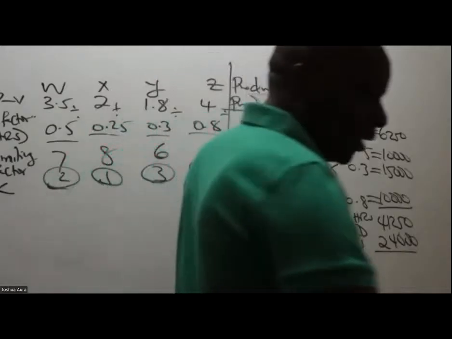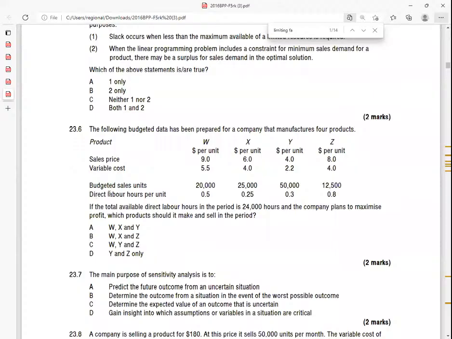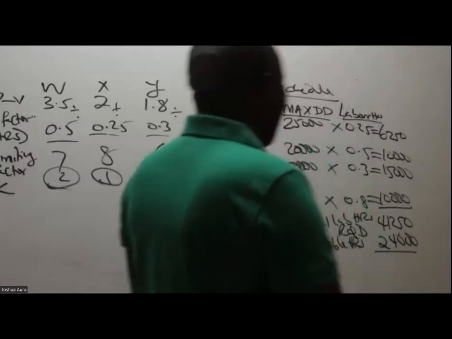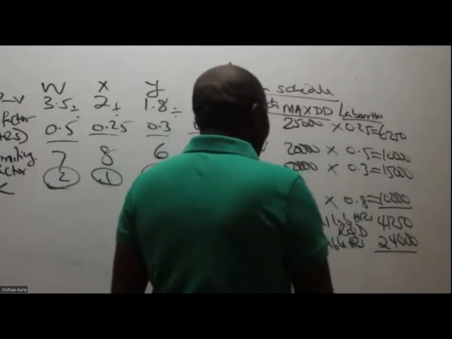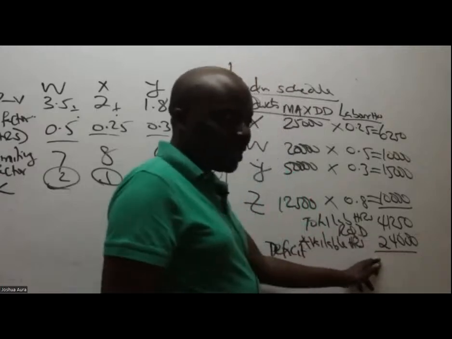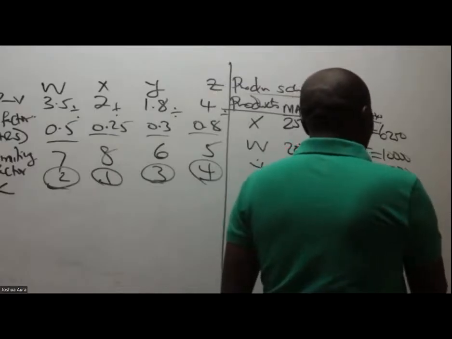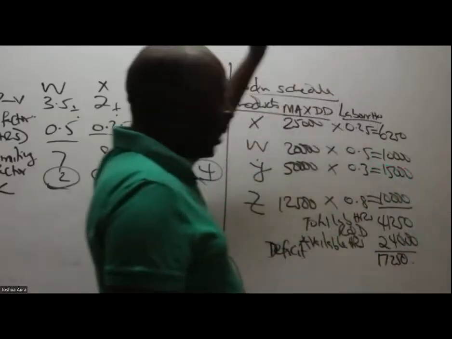24,000 hours, we've gotten them from here. Available hours at 24,000. So in this case, somebody has been able to pinpoint that the next thing will be for us to get the deficit. They have even gone ahead to give me the deficit hours. So you subtract, what are we getting here? 17,250. And then of course, now we have to recover this backwards.